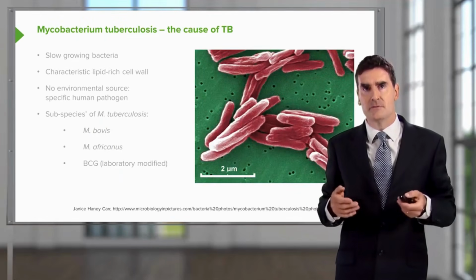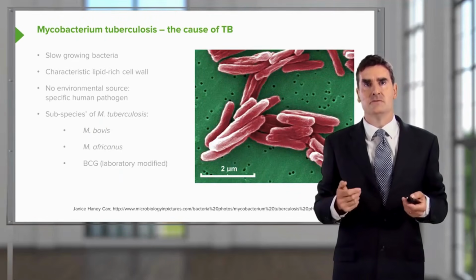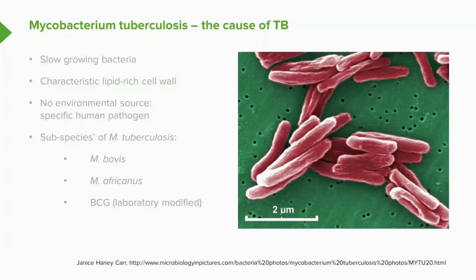What's tuberculosis caused by? It's caused by the organism Mycobacterium tuberculosis. Now, this is quite an unusual bacteria. Unlike the bacteria that cause normal acute pneumonias, it's quite slow growing. It takes several weeks to culture it in the laboratory. It has a very unusual cell wall full of lipid, and there is no environmental source. You cannot catch tuberculosis from the environment. You catch it from somebody else who's already infected with the bacteria.